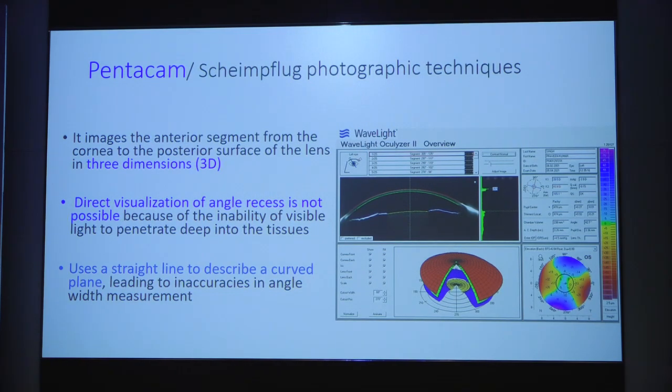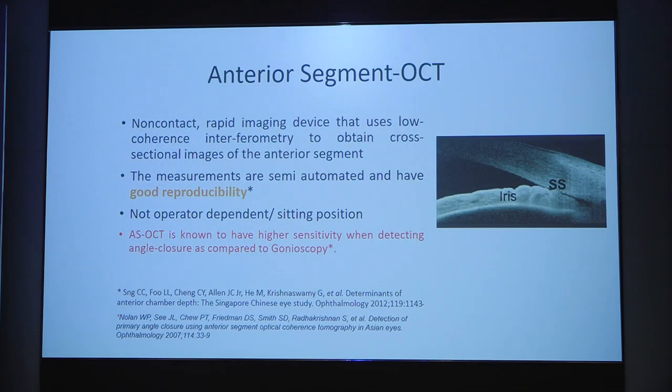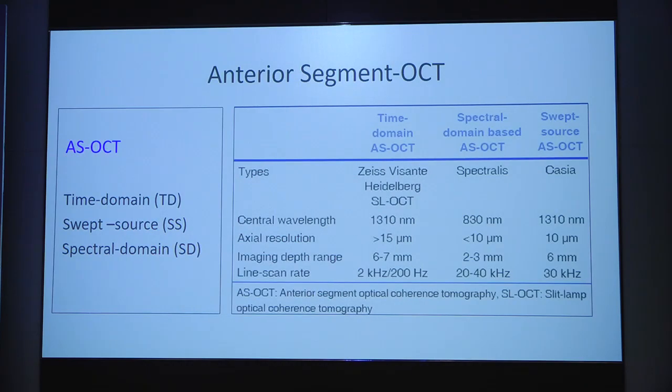Pentacam images the anterior segment from the cornea to the posterior surface of the lens in 3 dimensions, but the major drawback is that direct visualization of the angle recess is not possible. Anterior segment OCT and UBM are the 2 most commonly used devices and were discussed extensively by our predecessor speakers. Anterior segment OCT is a non-contact rapid imaging device that uses low coherence interferometry to obtain cross-sectional images. It has good reproducibility, it is not operator dependent, and patients are in a sitting position, which is the best. It is known to have higher sensitivity when detecting angle closure compared to gonioscopy, but it is less specific. And there are various types.